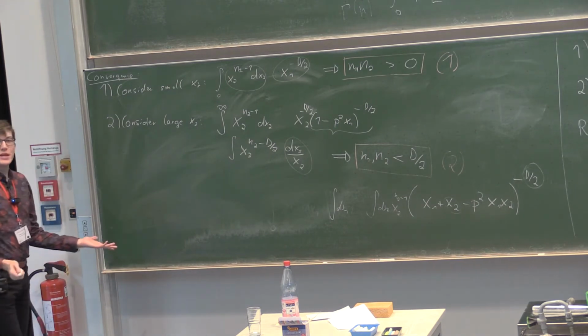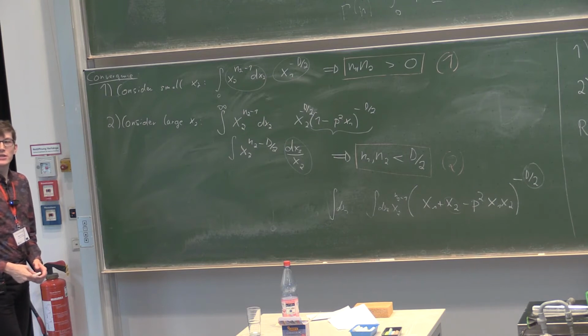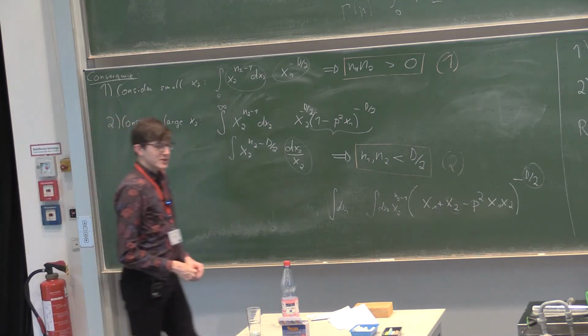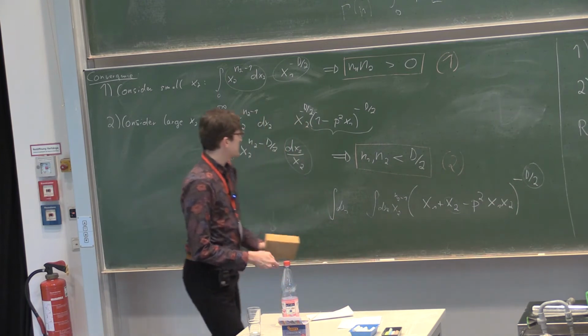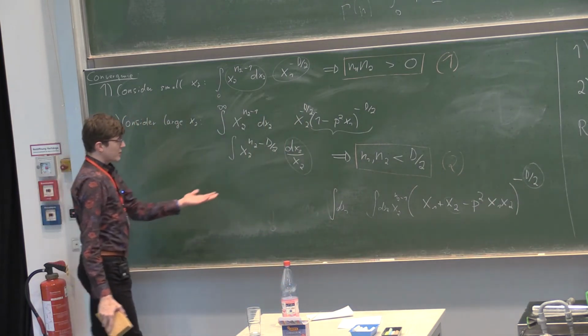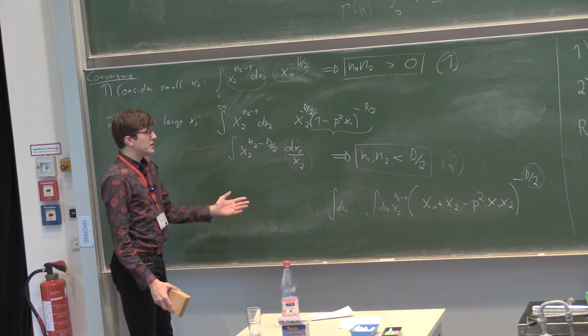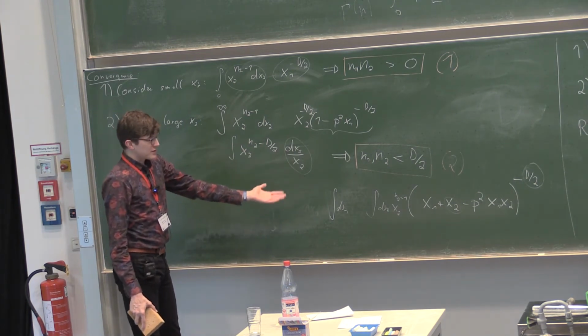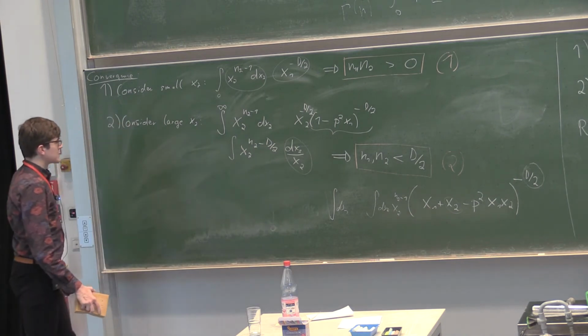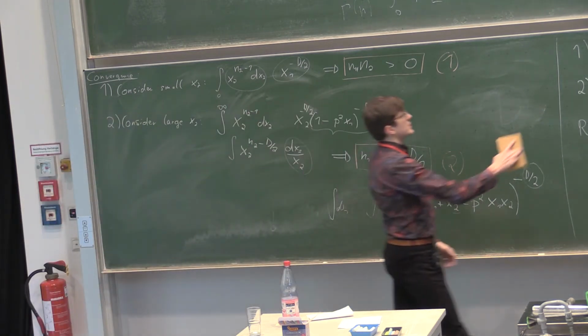So the question is, are we done, or is there something else to check? Any conjectures, suggestions? X1 and X2 both being small. So you should look at both being small. That's a good idea. Because so far we always kept one variable frozen and just assumed we can look at the other. But there may be extra divergences which come from other regions in integration space. So let's look at this one.